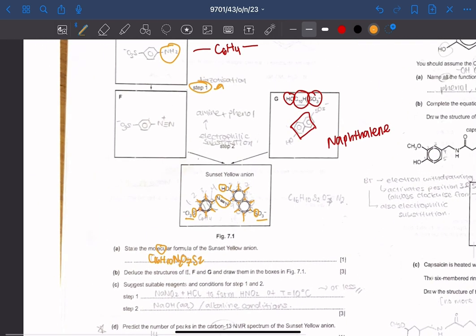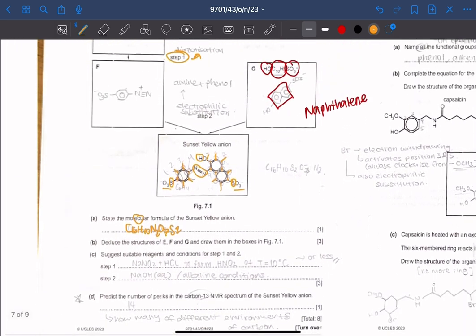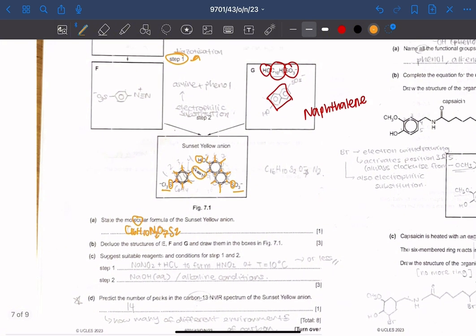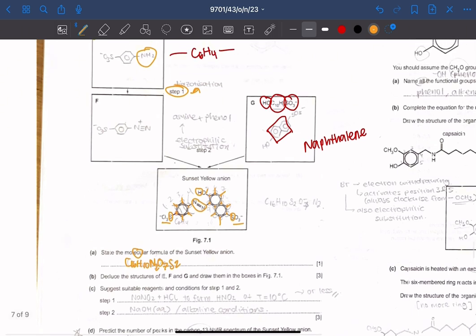B. Deduce the structures of E, F, G. I've drawn them. And then step 1. Suggest suitable reagents and conditions for step 1 and step 2. Because step 1 is a diazotization reaction, we would require NaNO2 plus HCl to initially form HNO2, which is the reagent used to react with E to form F, and it has to occur at a temperature of 10 degrees Celsius or less, or else an unwanted mixture of products is formed.